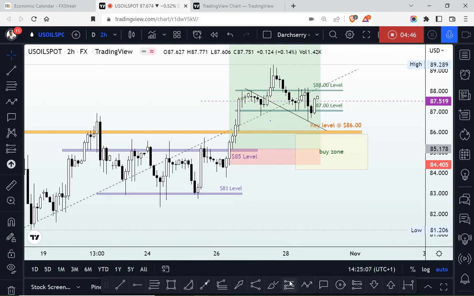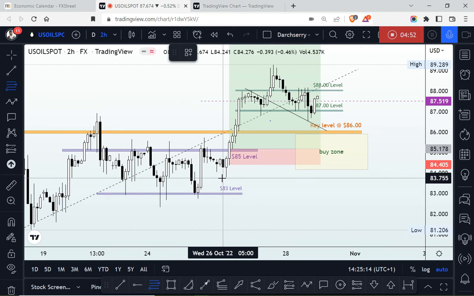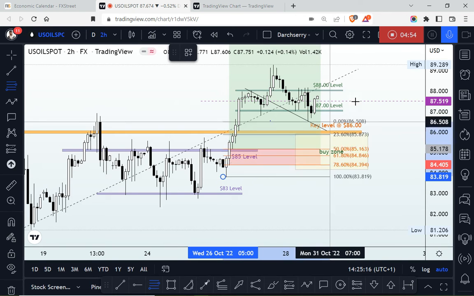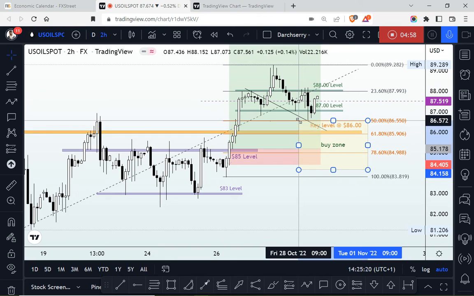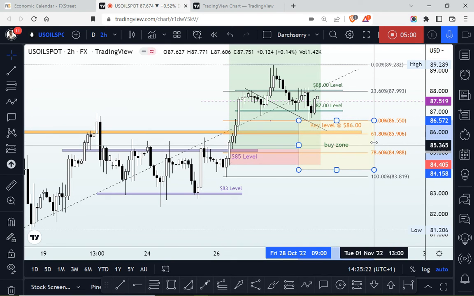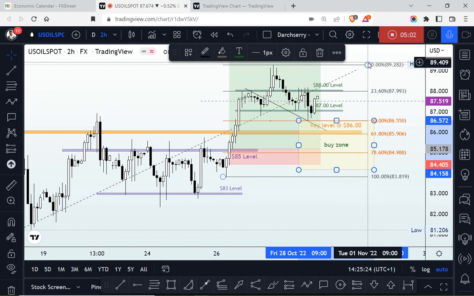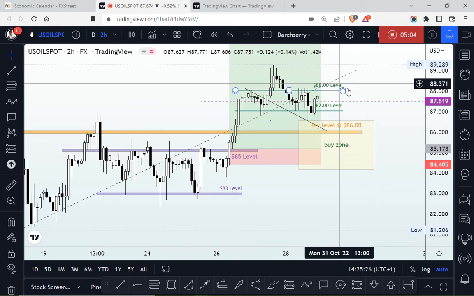Then I also want to use this impulsive move that started at around the $83 level as another yardstick. So let's run our Fibonacci retracement tool through this impulse leg here, and we should be looking at somewhere between the 50 level. Okay, so we have a wide zone for buying opportunity going into the new week.